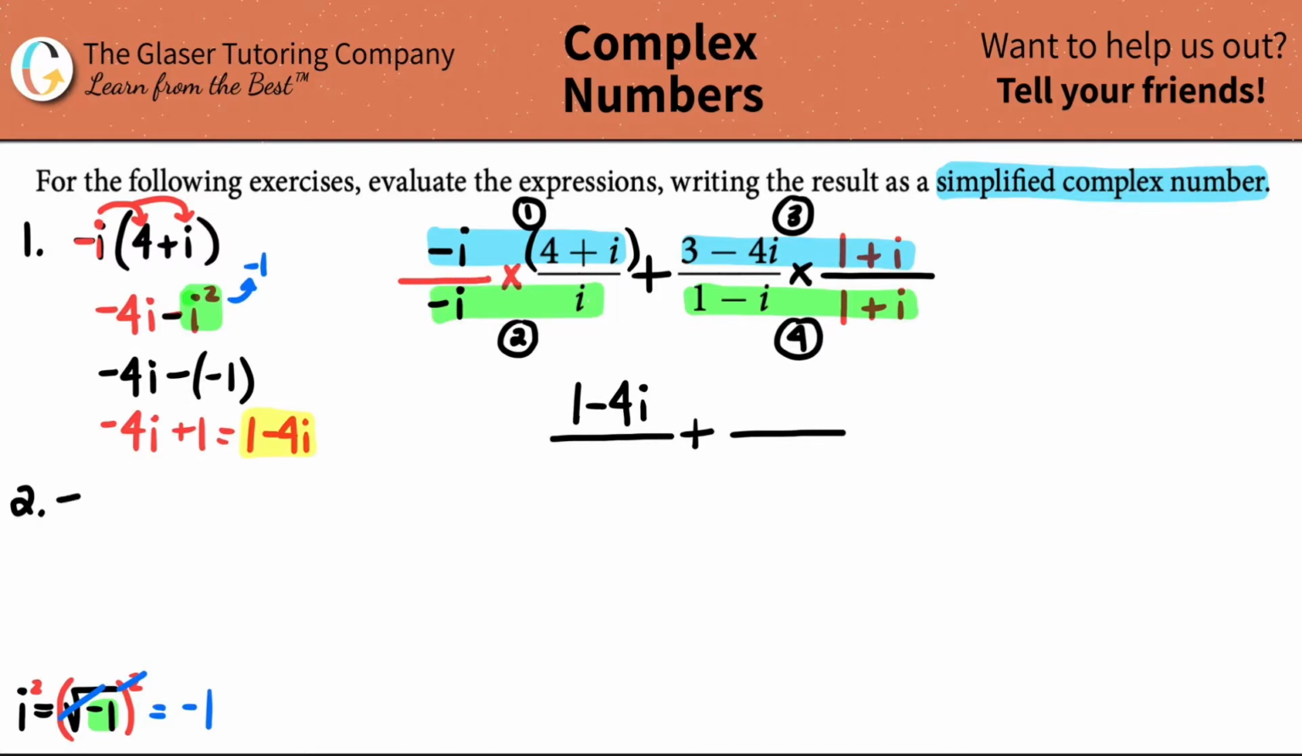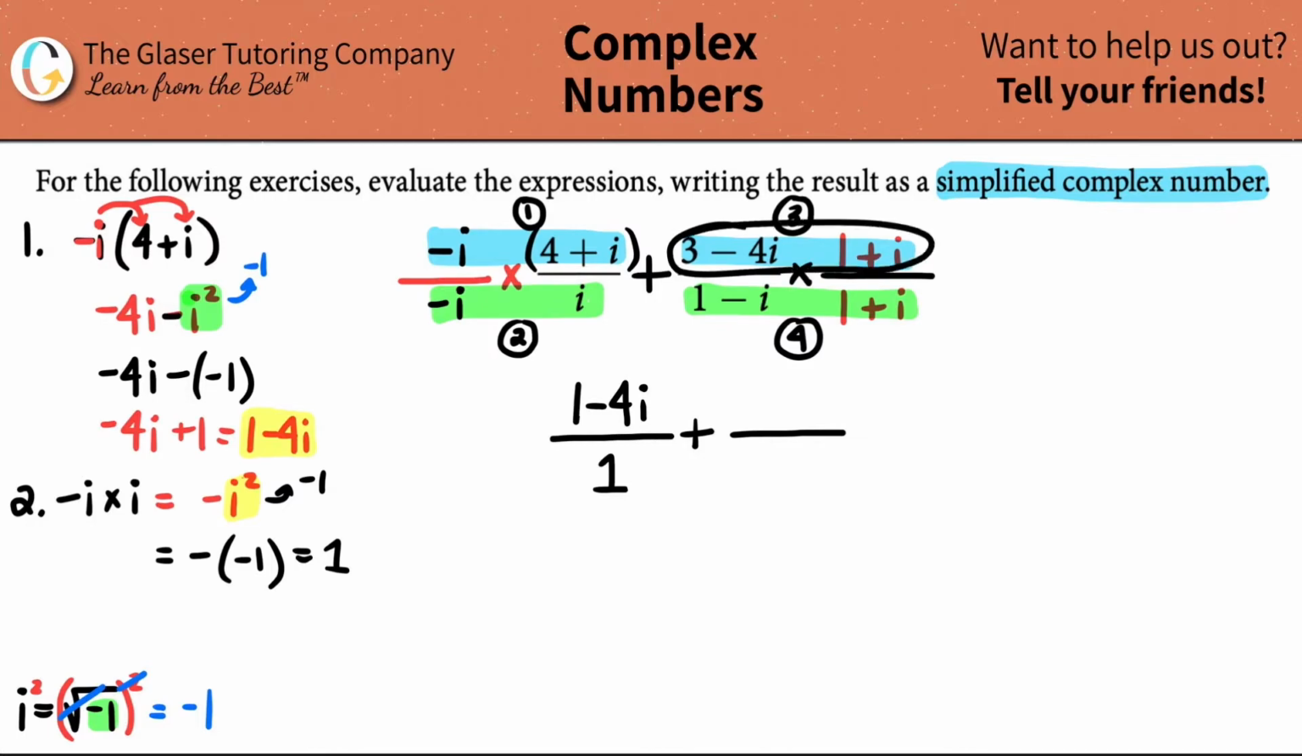Number 2, talking about this. So I have a -i times i. Okay, -i times i is just a -i squared. Oh, well, we already know what i squared is, right? i squared is just a -1. So this would be equal to a negative times a -1, which is just 1. -1 times -1 is a 1. So this would just be over 1. And that's the answer for the second one. That one was easy.